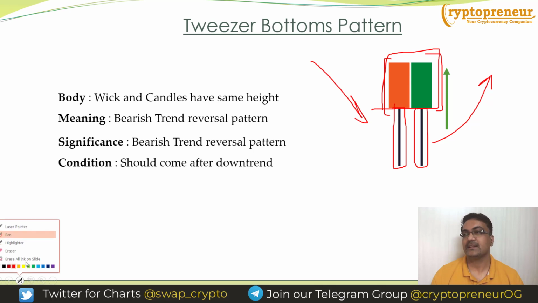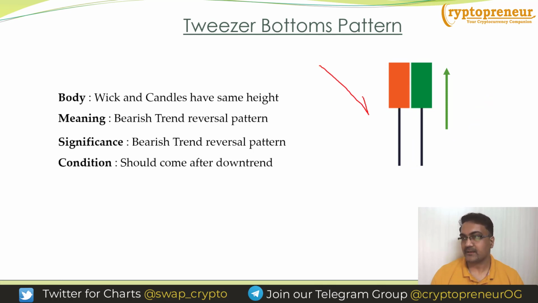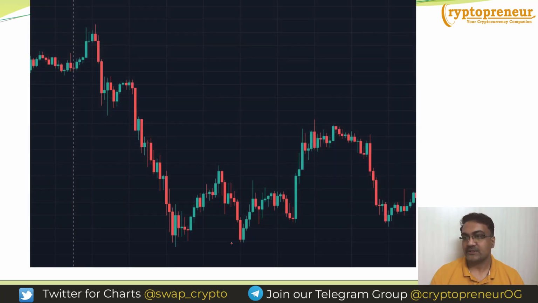Okay, so we can say that this could be the end of the bear trend, and the market might see an uptrend from here once we see a tweezer bottom pattern. So these are the two conditions, and one condition we saw is that it should come after a downtrend, so that is important. These are usually formed after a downtrend. So this is the end of the downtrend, we can say. So let's see how it looks on the charts.